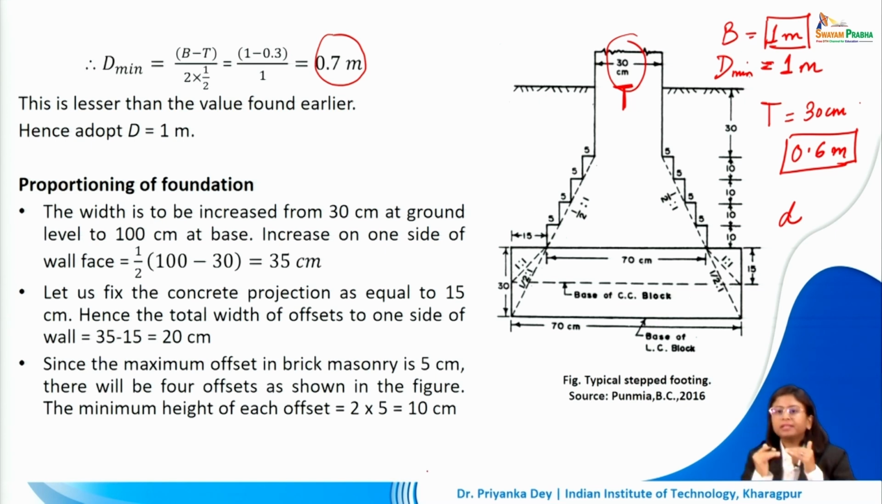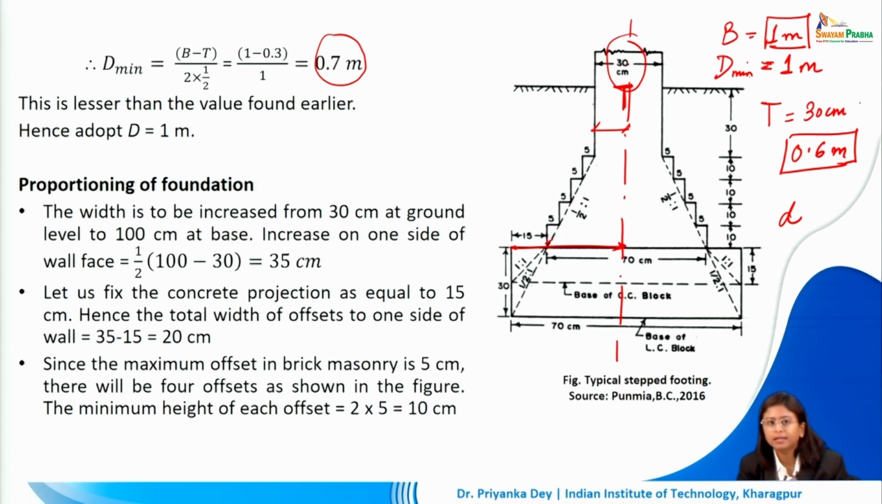Now if we want to make this transition, we are going to have to provide some masonry offsets in between to prevent this change in size from 30 to 100. So how much are we accommodating on both sides? 100 minus 30, that is 70 centimeter, divided by 2. Why? Because if we draw a center line through my footing, on each side I am going from half of 30 to half of 100. So this 70 centimeter that I am going to have to cover is going to be divided into 35 on both sides.